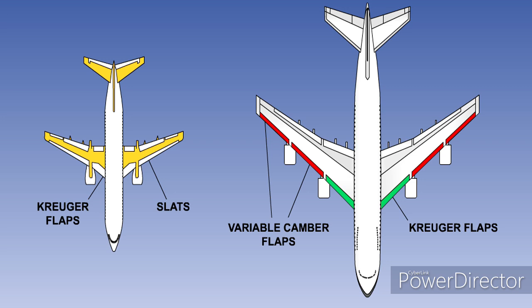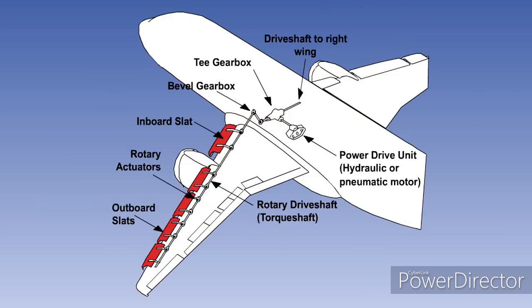Whenever a mix is used, the Kruger flaps will invariably be fitted closest to the wing root. Leading-edge flaps and slats are operated by hydraulic power or by air turbine motors, and are normally sequenced to operate with the trailing edge flaps.